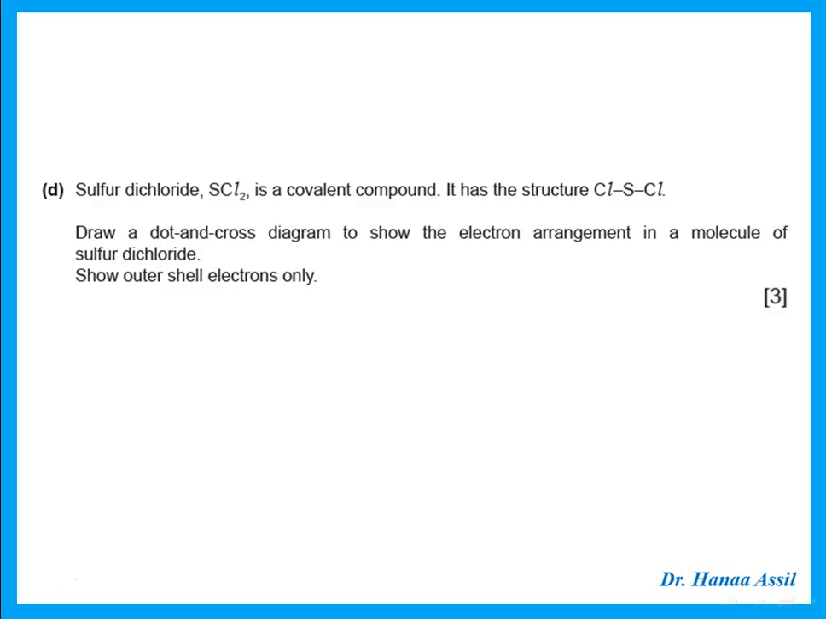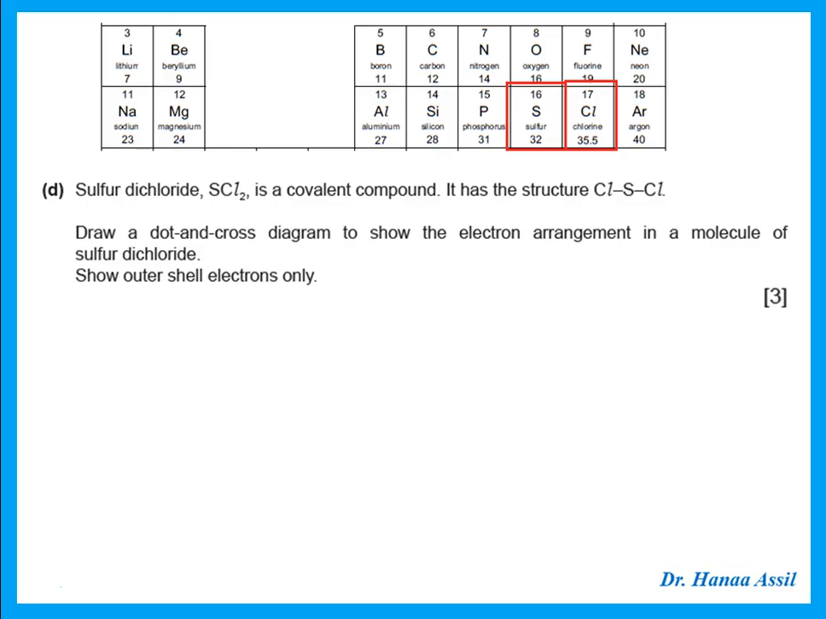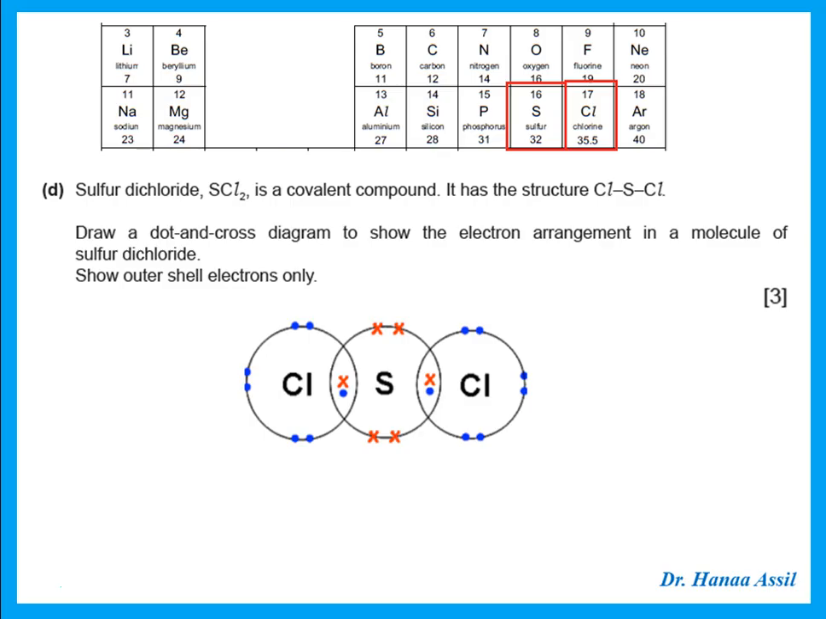Sulfur dichloride is a covalent compound. It has the structure of this. Draw a dot and cross diagram to show the electron arrangement in a molecule of sulfur dichloride. So, sulfur and chlorine are both non-metals. And when we have 2 non-metals, that means this is covalent. And since it is covalent, it is going to share. I'm not going to have any positives or negatives. They're going to share electrons.